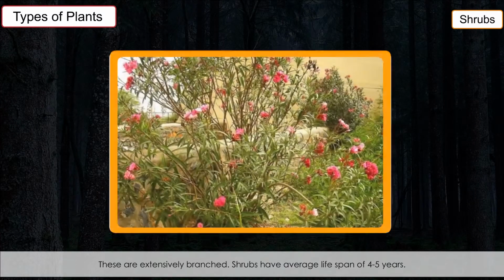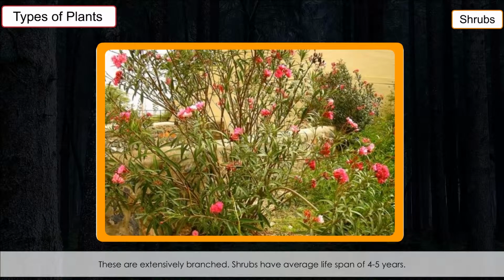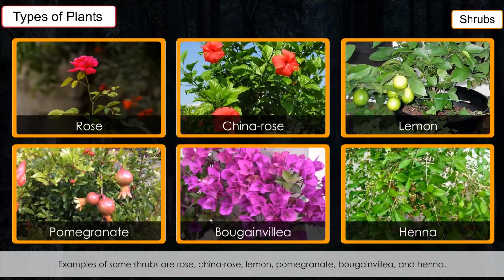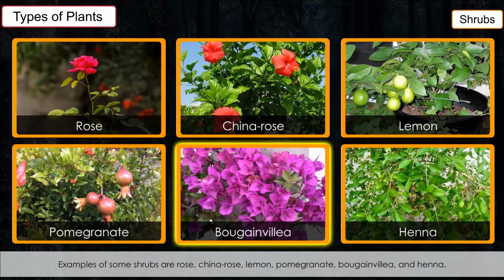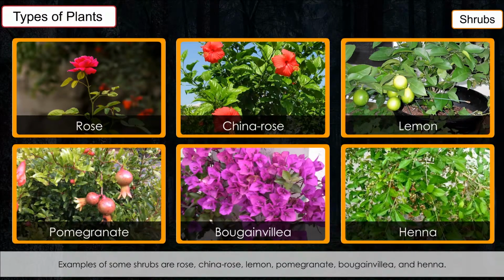Shrubs. Shrubs are medium-sized plants with hard and woody stem. These are extensively branched. Shrubs have average lifespan of 4 to 5 years. Examples of some shrubs are rose, China rose, lemon, pomegranate, bougainvillea, and henna.